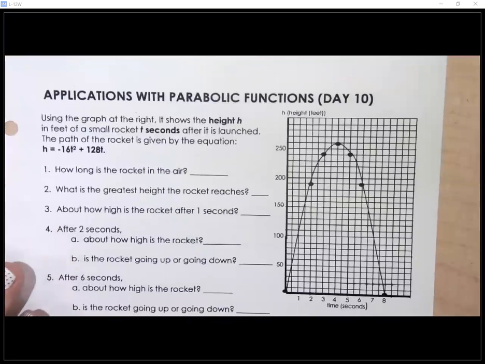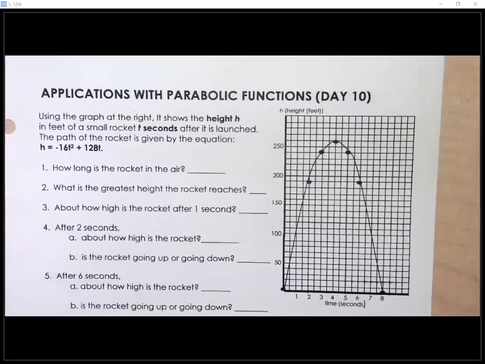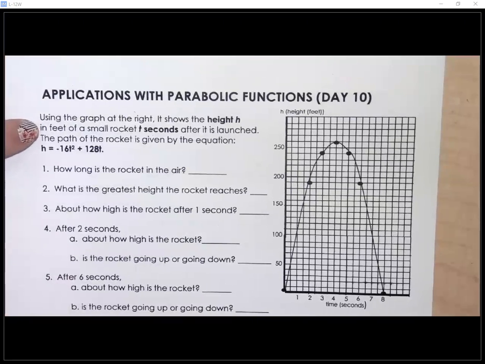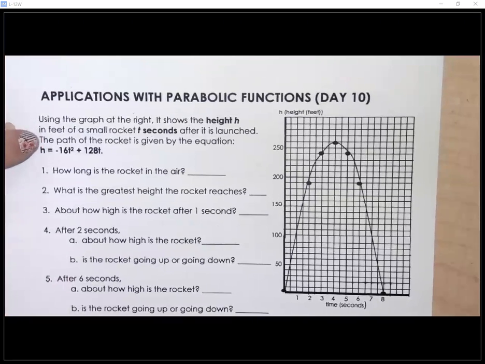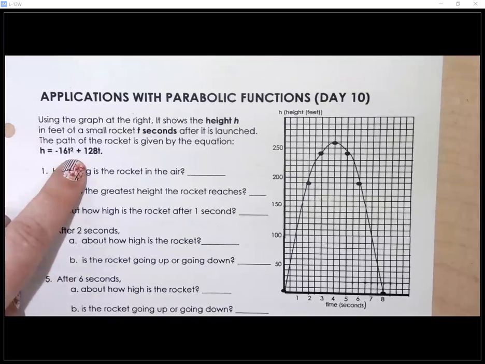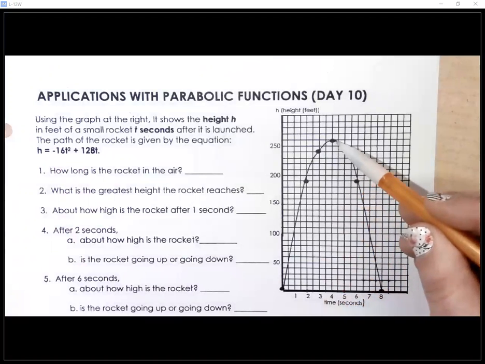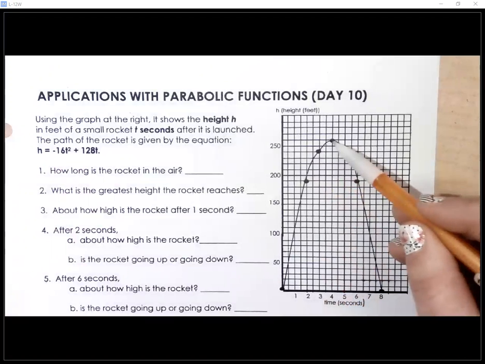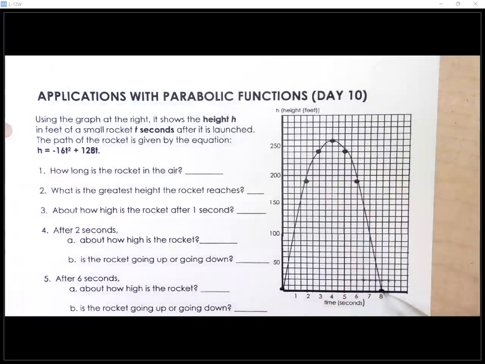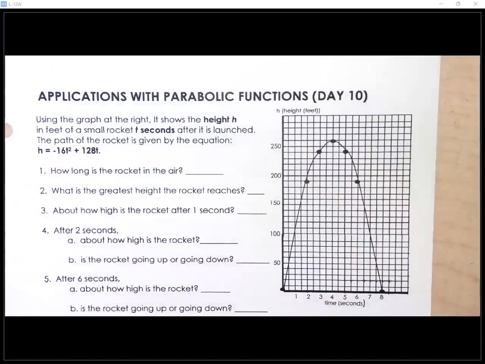Okay, everybody, let's take a look at what's going on with this one. It tells us here, using the graph at the right, it shows the height in feet of a small rocket, t seconds after it is launched. The path of the rocket is given by the equation, so they're giving us the equation, that's cool. I want you to imagine this. You have a small rocket, it's going to blast off, go up, up, up, reach its maximum height, and then come back down. There we go.